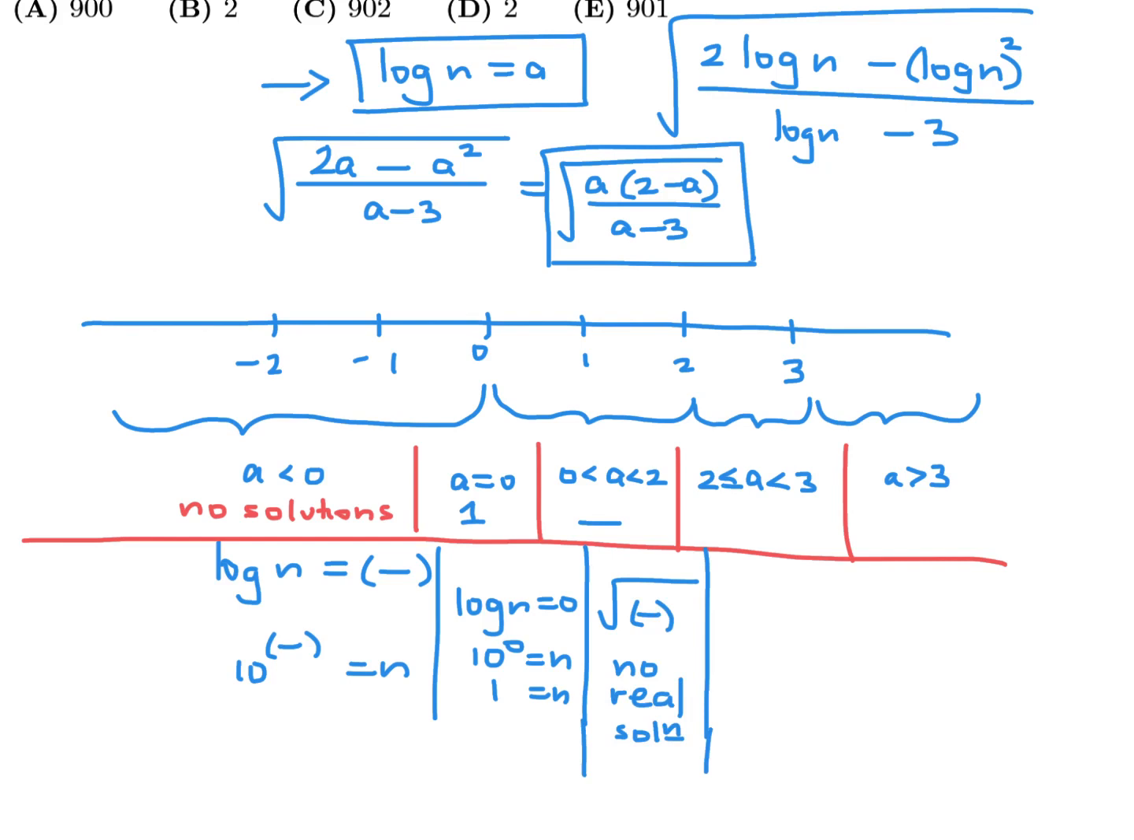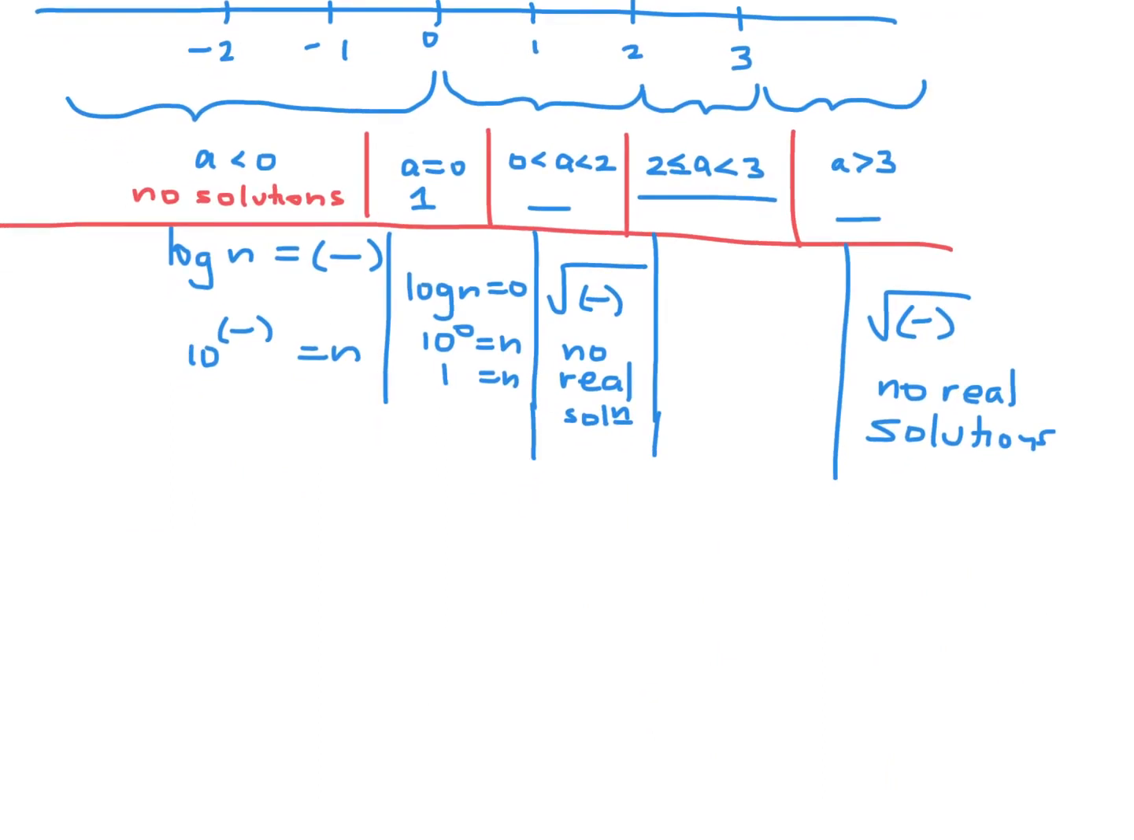And then how about the next interval? Let me see. Let me go to this one first. If a is greater than 3, then again, we're going to get a negative there, so no real solutions. Okay, so now we're going to concentrate on this guy here. A is between 2 and 3.